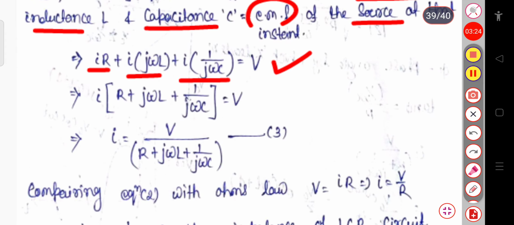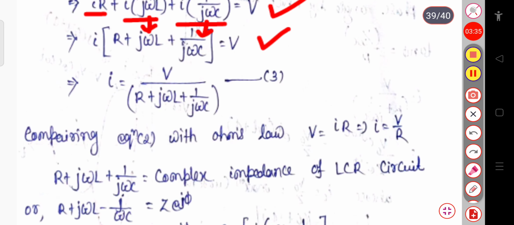And if I take I common, then this will be equal to I into R plus j omega L plus 1 by j omega C, and that is equal to V. So I will be equal to V divided by R plus j omega L plus 1 by j omega C.